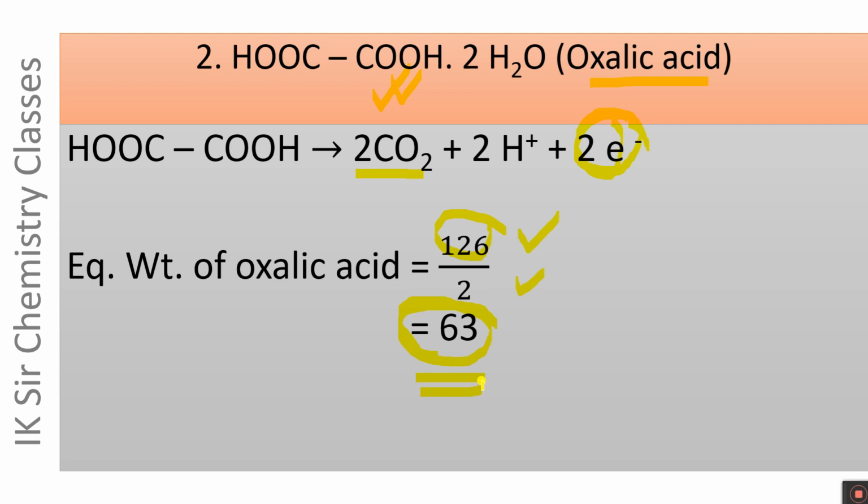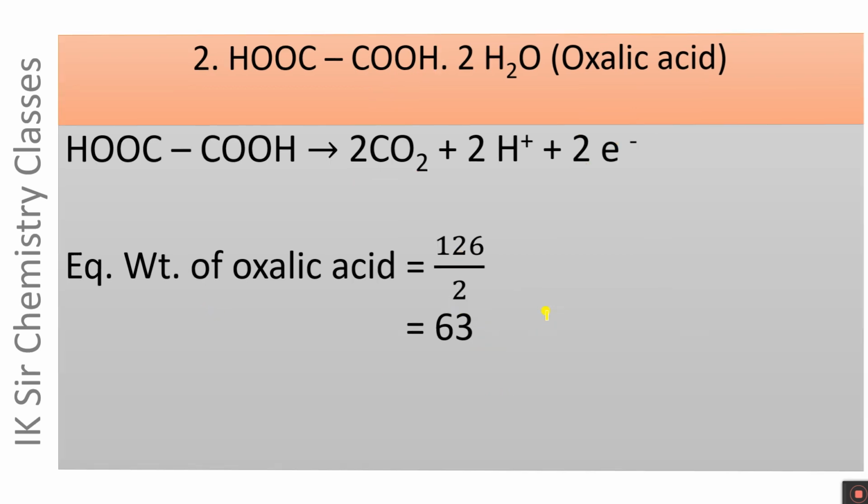On the other hand, the molecular mass of oxalic acid in anhydrous form, without H2O, is 90. Molecular mass of anhydrous oxalic acid divided by 2, and it will be 45. The equivalent weight of anhydrous oxalic acid is 45, while that of dihydrated form of oxalic acid will be 63.